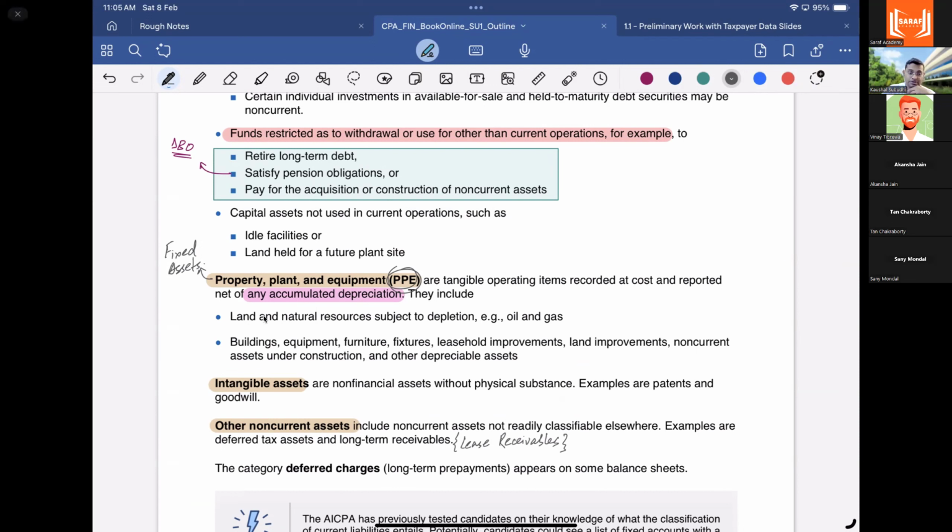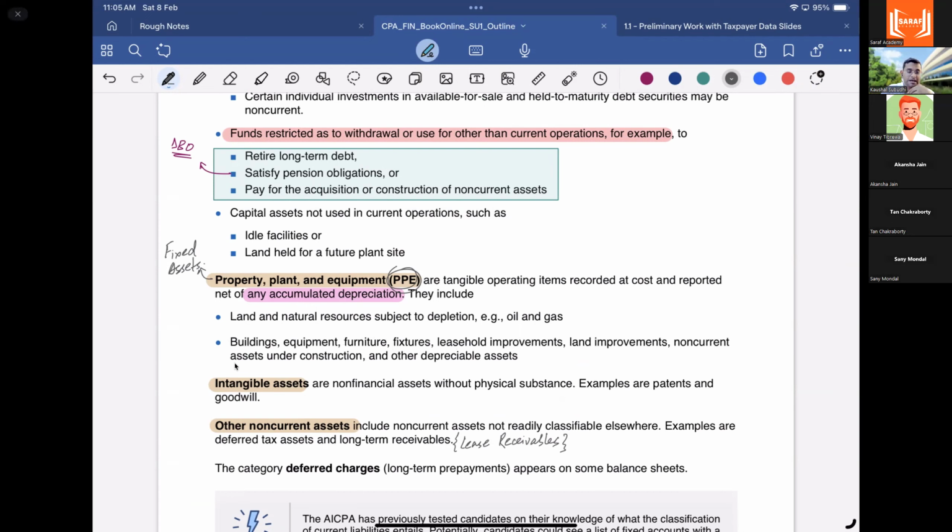So they include the land and natural resources, buildings, equipment, furniture, fixtures, leasehold improvements, land improvements, and so on and so forth. There are tons of examples. It's not just restricted to what you see over here, but there are tons and tons of examples as well.